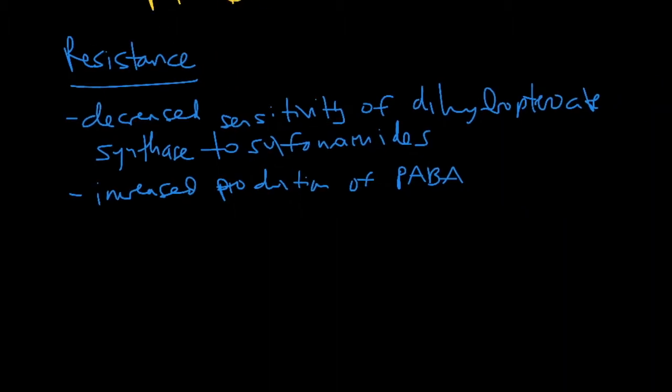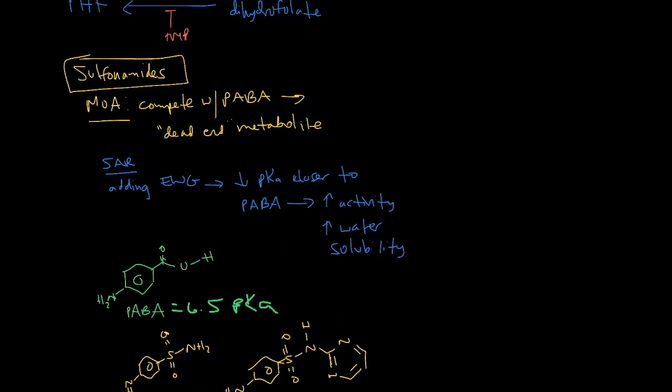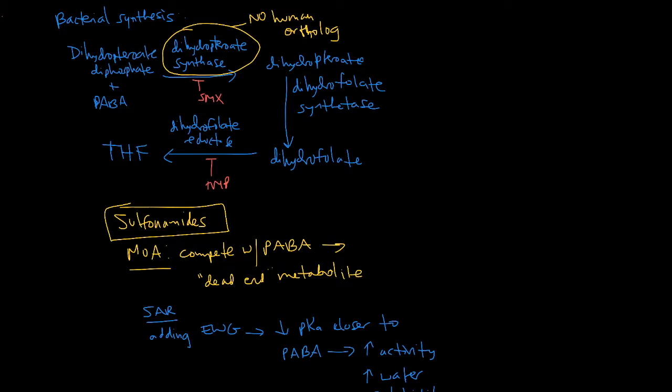Okay, so two ways that bacteria have developed sulfonamide resistance. Number one, decreasing the sensitivity of dihydropteroate synthase to sulfonamides. So, going back to the bacterial mechanism, if you decrease the sensitivity of the enzyme that converts dihydropteroate diphosphate and PABA to dihydropteroate, then you decrease sulfonamide activity, because sulfonamides act on this enzyme, or this process right here, which involves dihydropteroate synthase.